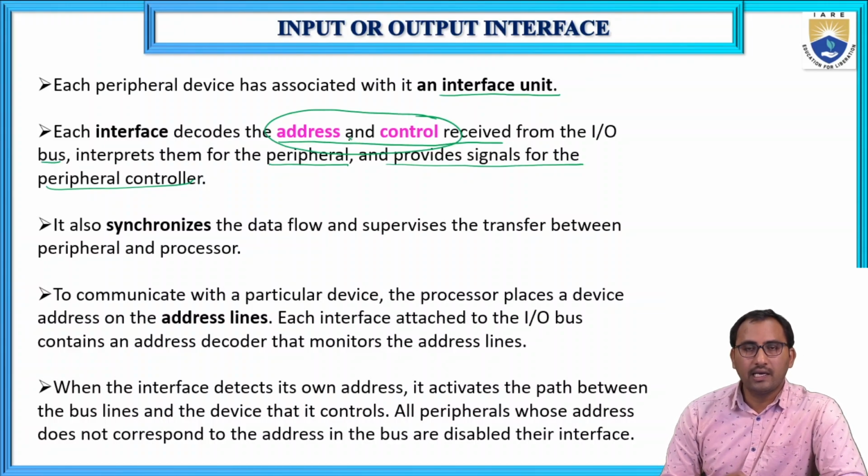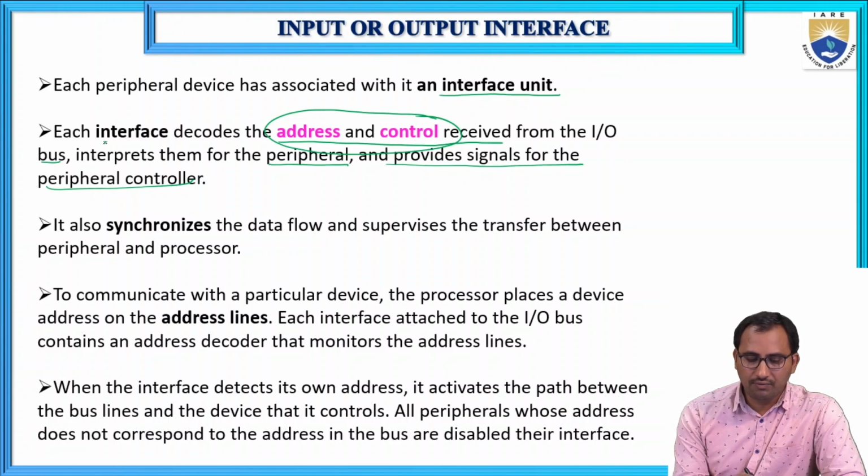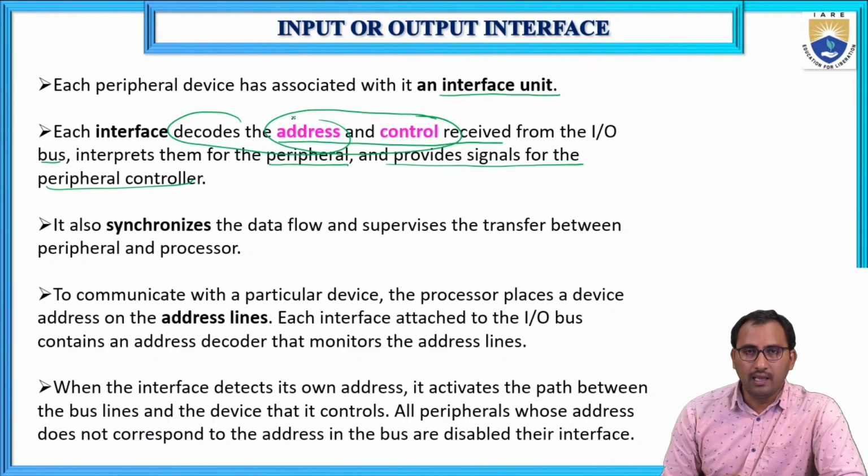The interfacing circuit will make a path between the CPU and the IO device when the address generated by the CPU matches the address of the IO device. For that purpose, the interfacing circuit will decode the address. After decoding, if the decoded address matches the address of the IO device, then that particular IO device will be active. And the control information.